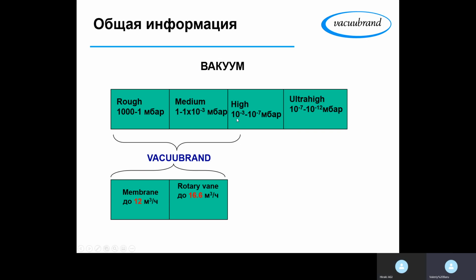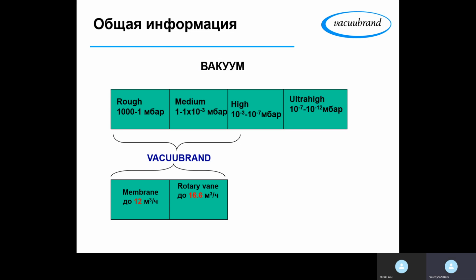High vacuum is from 10 to the minus 3 up to 10 to the minus 7 millibars, and ultra high is from 10 to the minus 7 down to 10 to the minus 12.